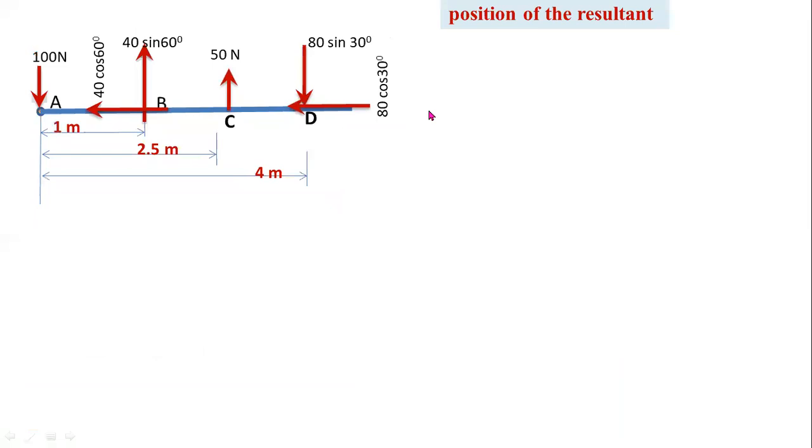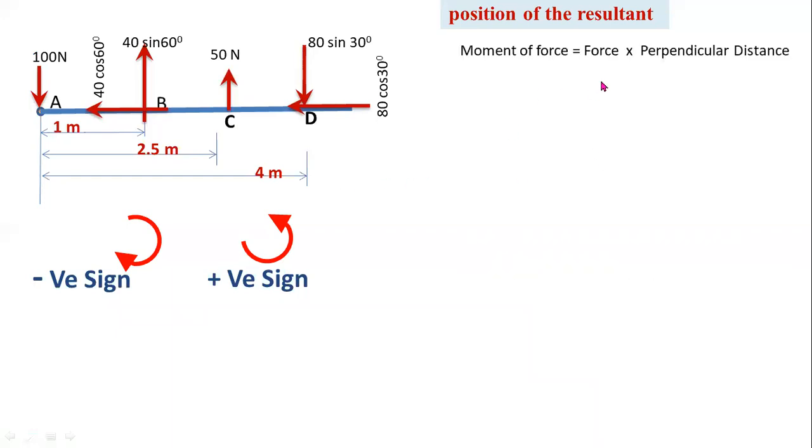Now you have to find out the position of the resultant. For determining the position, you have to consider the moment of force. Already we know the formula for moment of force. These are the sign conventions for couples. Moment of force equals force into perpendicular distance.